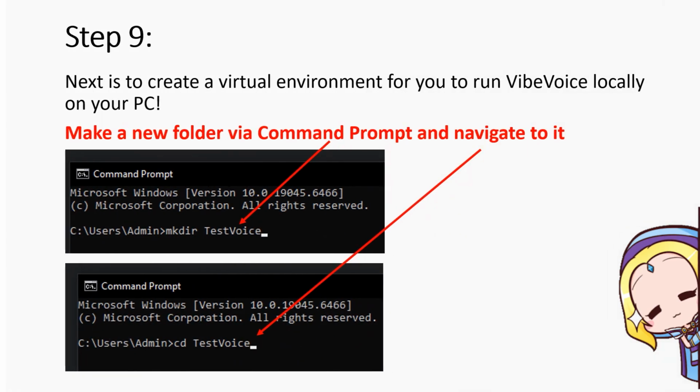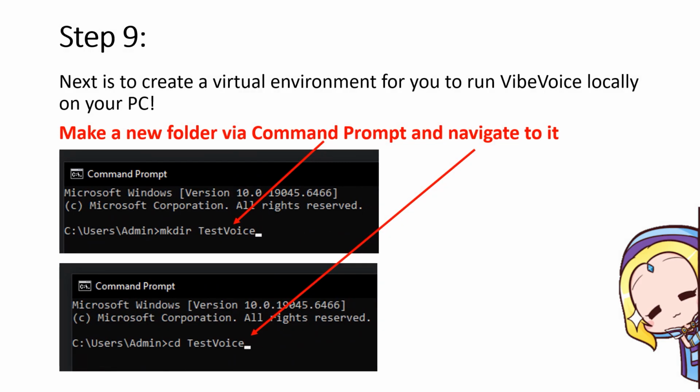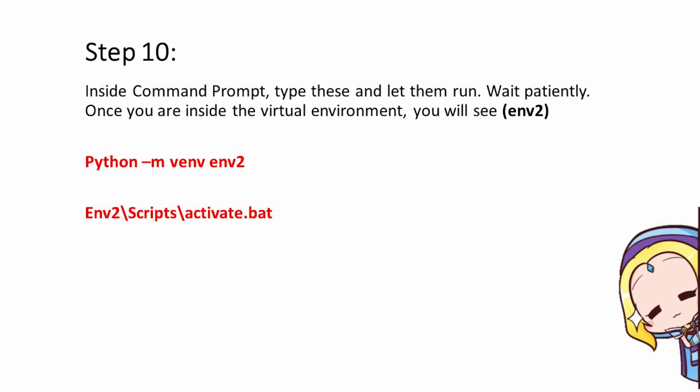Step 9 is where we make a new folder and create a virtual environment for VibeVoice to run locally. Don't deviate from this, as making the wrong folder which you do not remember will cause you directory issues in the future. Step 10. Here we are navigating into the virtual environment and activating it.